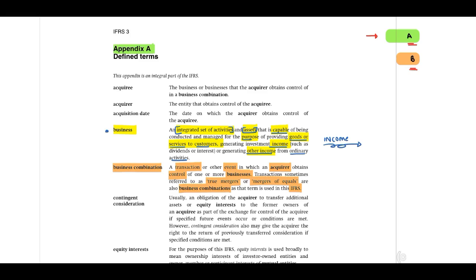And then when we look at the definition of a business combination, it's a transaction or other event in which an acquirer obtains control of one or more businesses. Therefore, we need to meet the definition of a business. Transactions, sometimes referred to as true mergers or mergers of equals, are also business combinations. And guys, then we know we need to apply our IFRS 3, our acquisition method.